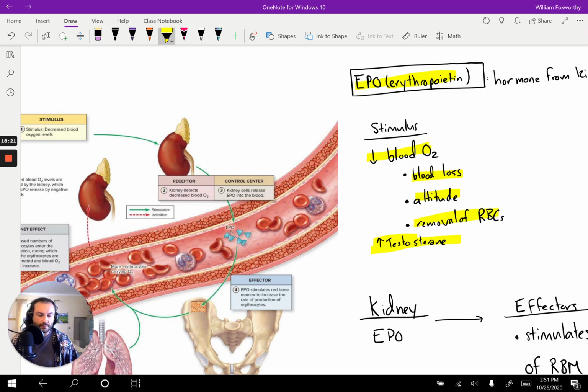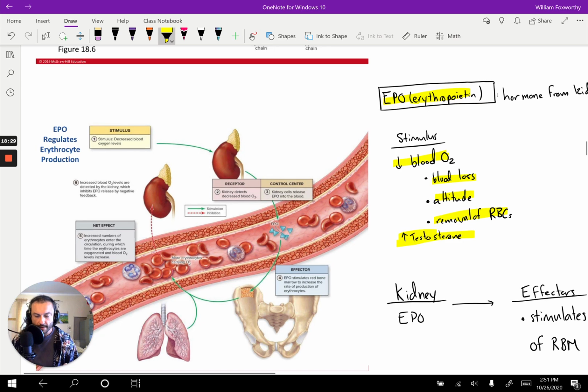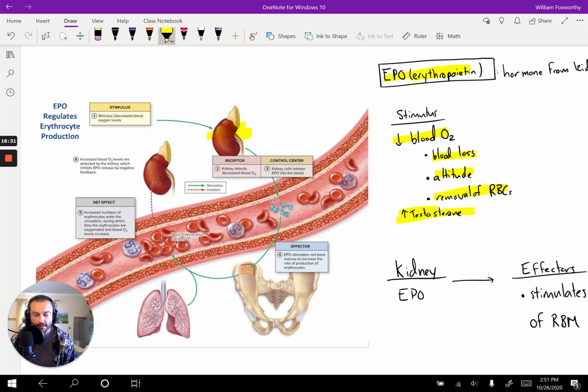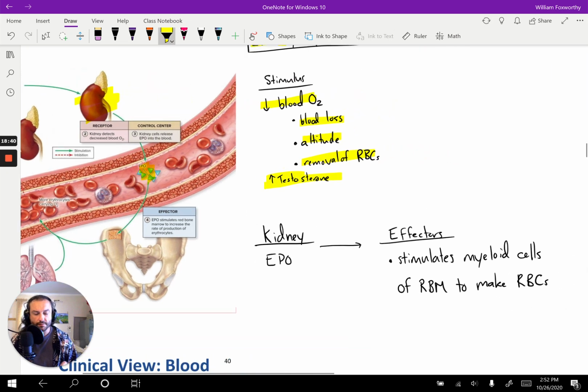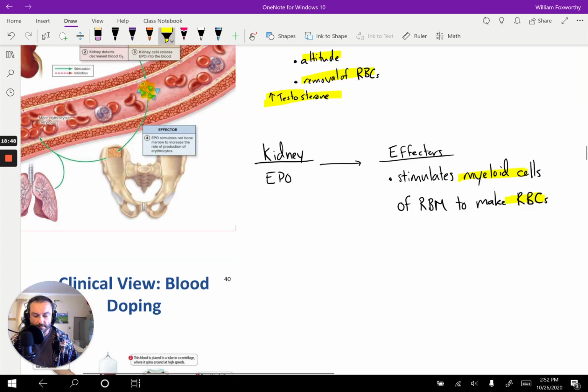And also, if you have your red blood cells removed, like if you're donating blood, that will also stimulate EPO release. So that's going to be released by your kidneys. Your kidneys release EPO into the blood. It is a hormone, so it travels in the blood. And that's going to be picked up by cells in your red bone marrow, and it's going to stimulate the myeloid cells to make more red blood cells.